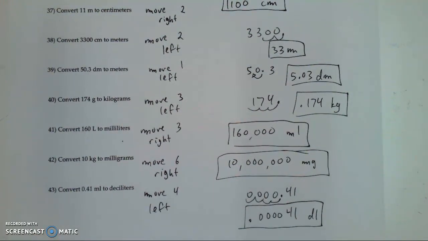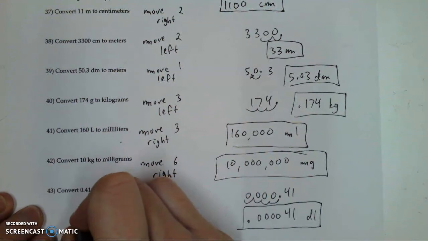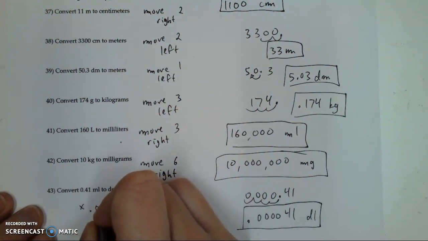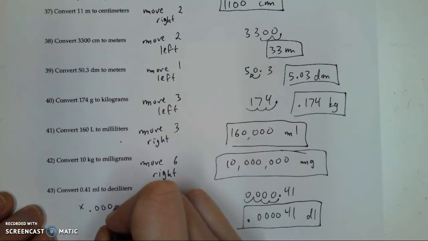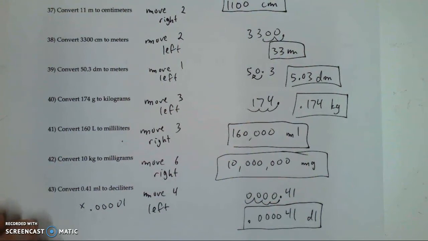So that is how I'm going to do metric. Again, you could also just think about multiplying. So again, here, you could have also thought about it as multiplying by 0.0001. Make sure I've got the right number there. I've got 4 in there, yep. So you can get it either way. And that is unit conversion with metric units.